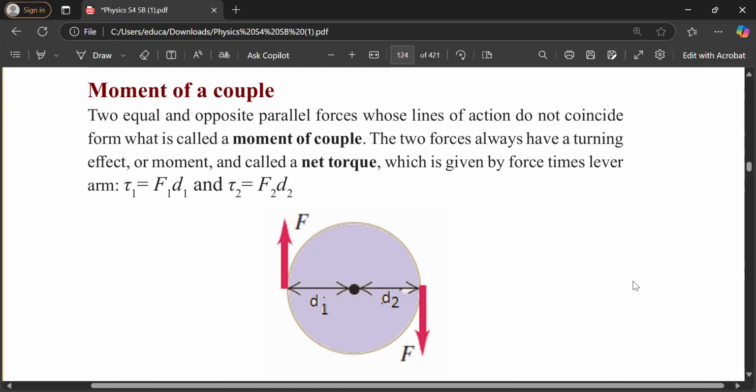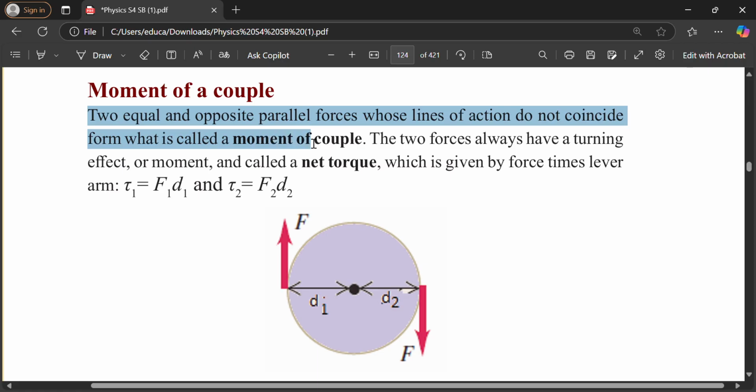Now, what is the moment of a couple? What is a couple? A couple is two equal and opposite parallel forces whose lines of action do not coincide, forming what is called the moment of a couple. So a couple is first of all two forces that are equal, acting in opposite directions and parallel, somehow, right?